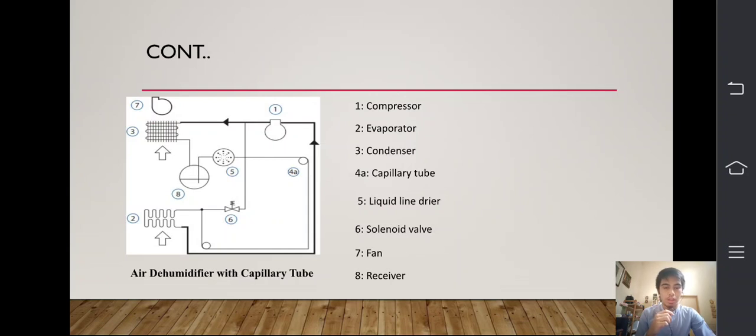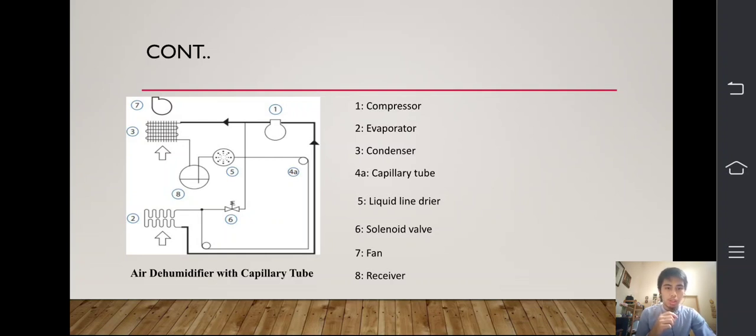So we continue. This is an example of an air dehumidifier with a capillary tube. There are some labels. Number 1 is the compressor. Number 2 is the evaporator. Number 3 is the condenser. Number 4A is the capillary tube. Number 5, liquid line dryer. Number 6 is the solenoid valve. Number 7 is a fan. And number 8 is the receiver.